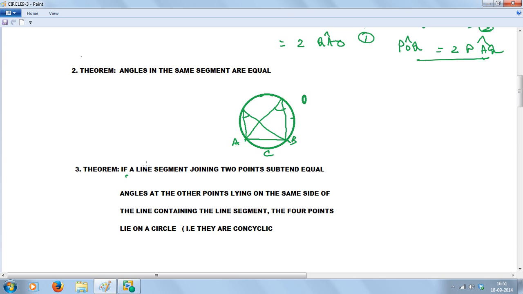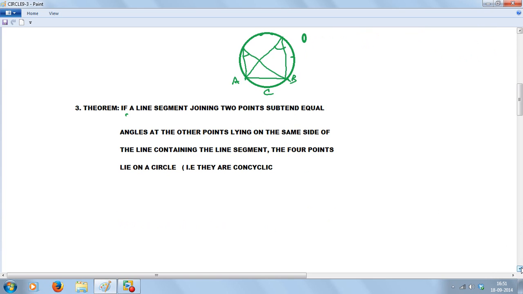Next theorem: if a line segment joining two points subtends equal angles at other points lying on the same side of the line containing the line segment, then the 4 points lie on a circle. That is, what do you mean by they are concyclic? So they lie on the circle.